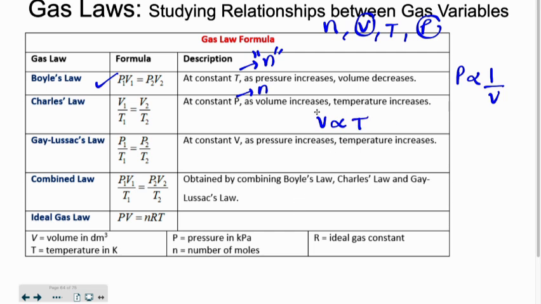It's important for you to know this because when we have a proportionality sign, that means that if I were to double my temperature, my volume will also double.